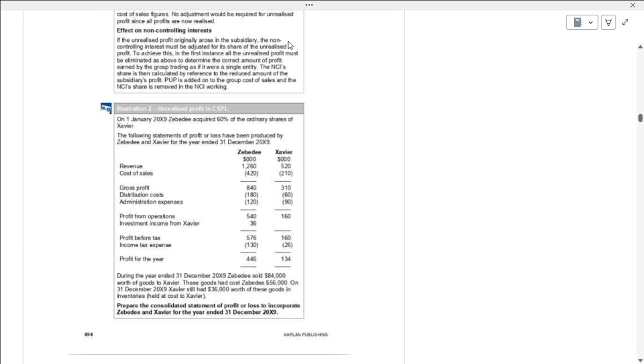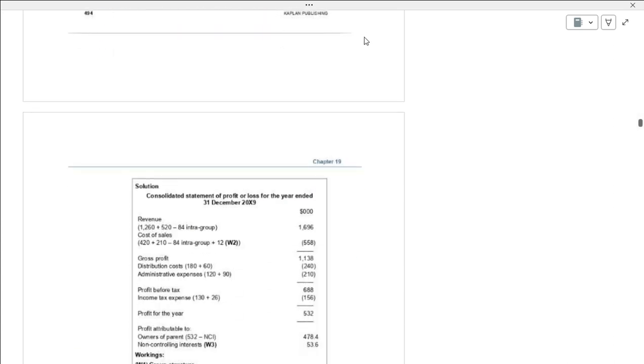See, they are talking about the cost of sales. I will explain this and we will do the problem. That will be easier for us. They say that during the year they have sold some goods. These goods are sold for 84,000, cost is 56,000. Out of this, still some goods have not been sold. For the goods that have not been sold, there will be a portion of unrealized profit. That much we have to do.